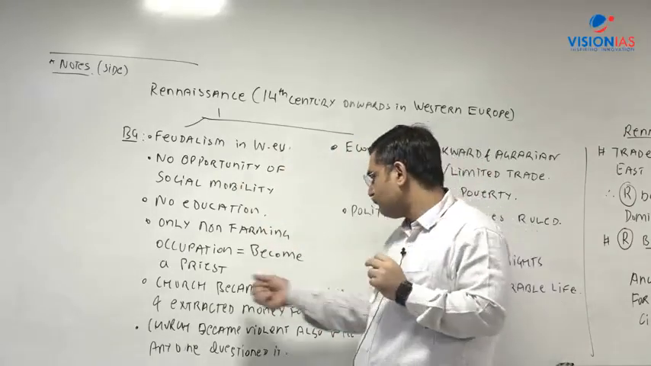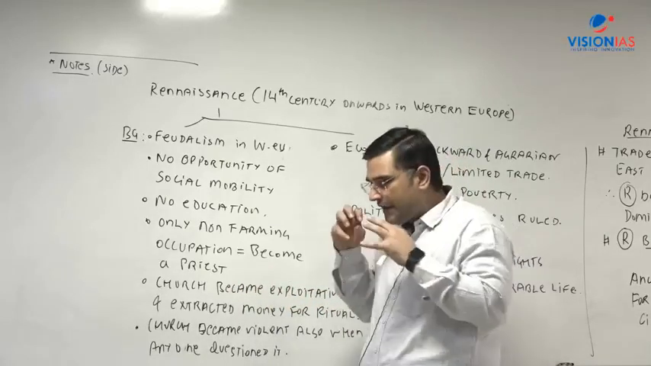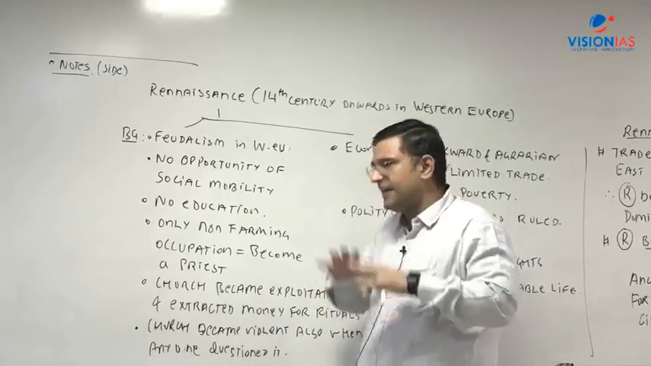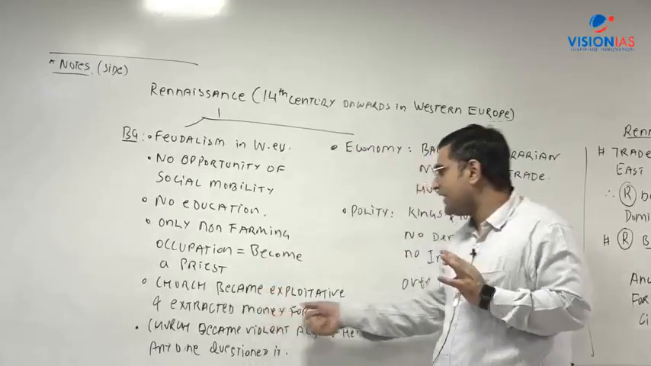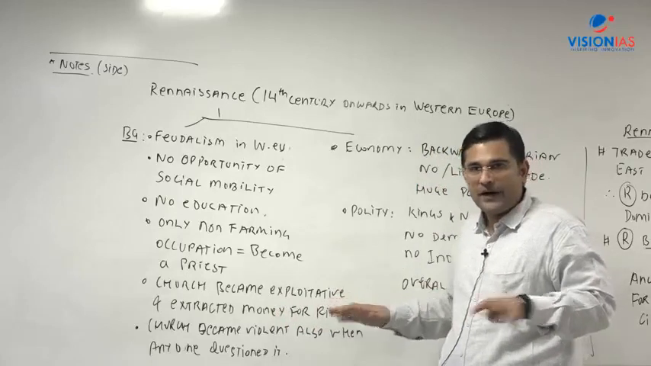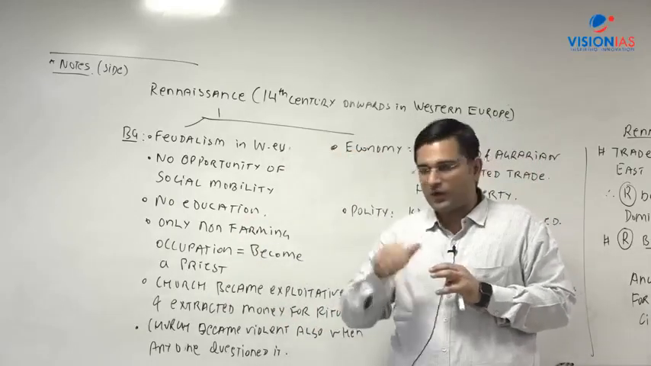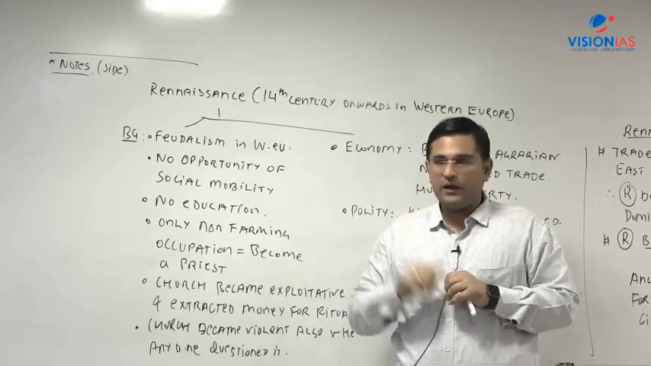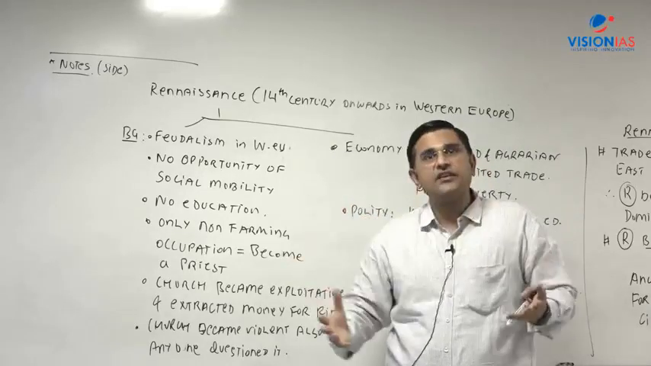That is it. Church became exploitative, so the society was highly religious, and there was domination of the church in the life of the people. And over a period of time, church became exploitative, and it extracted money for every ritual, right? So basically, if you have committed a sin, you are confessing, paise leke aao, okay? If you are marrying, paise leke aao, right? Once a year confession was made compulsory.